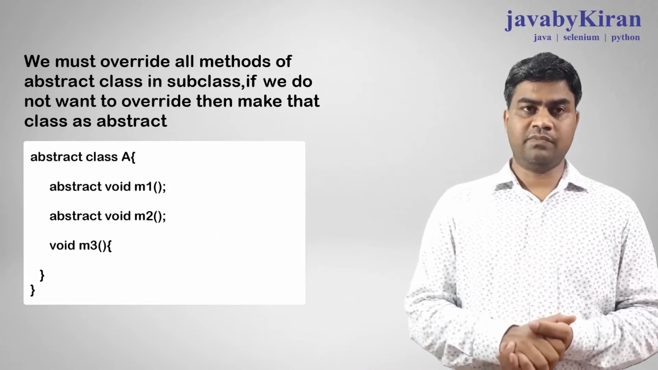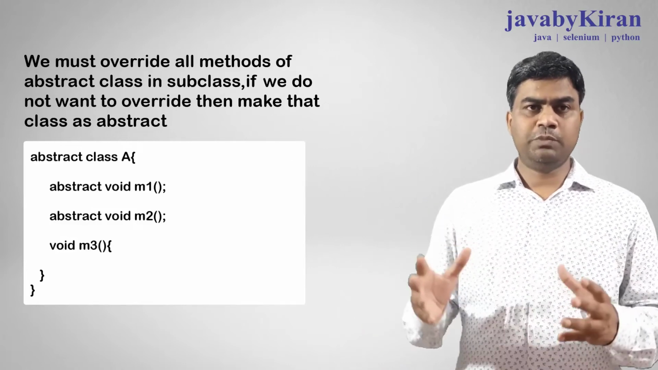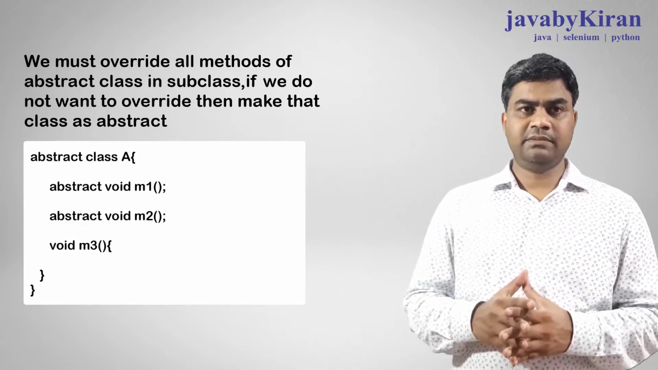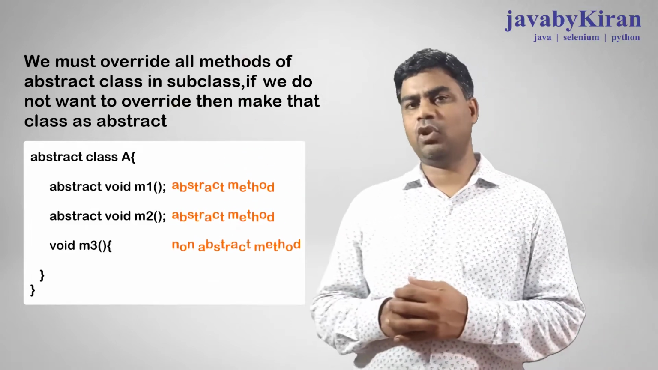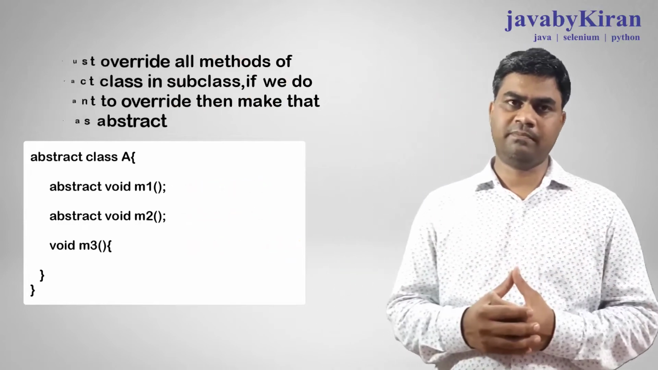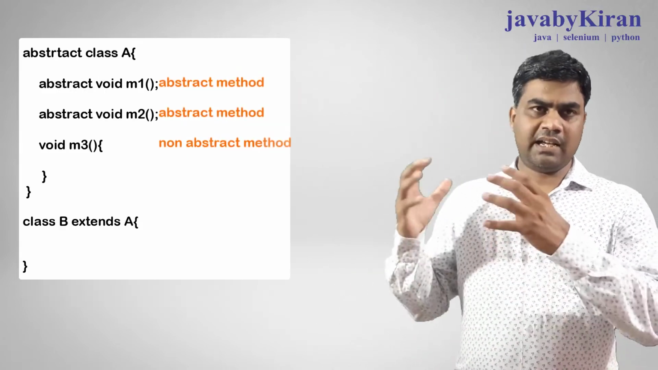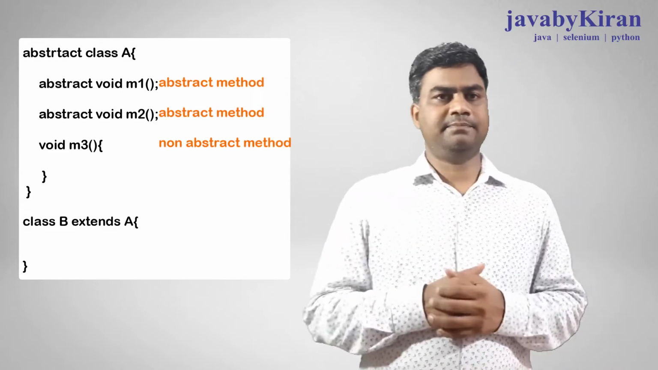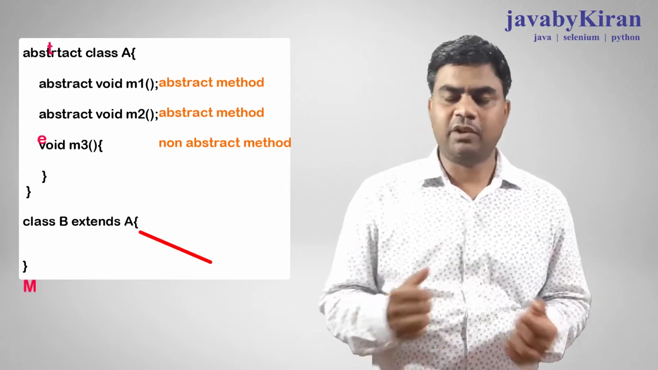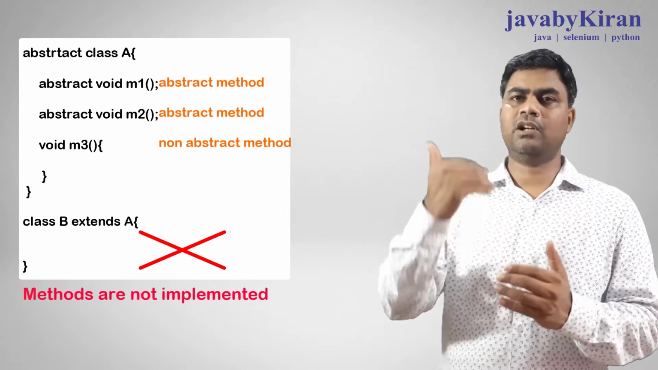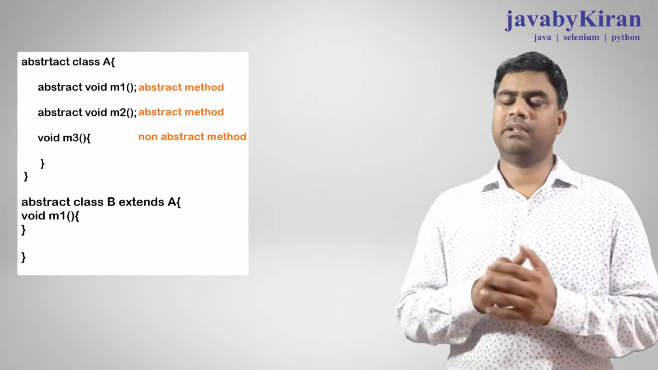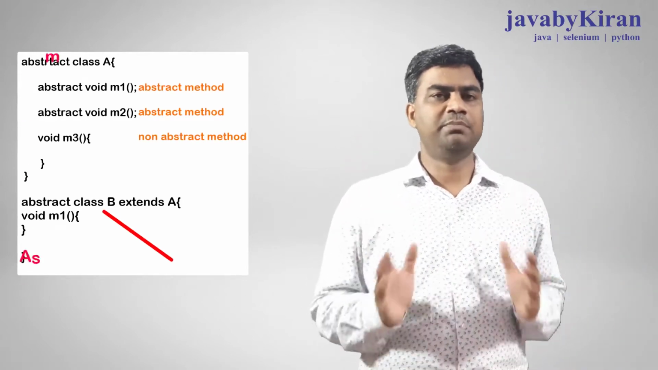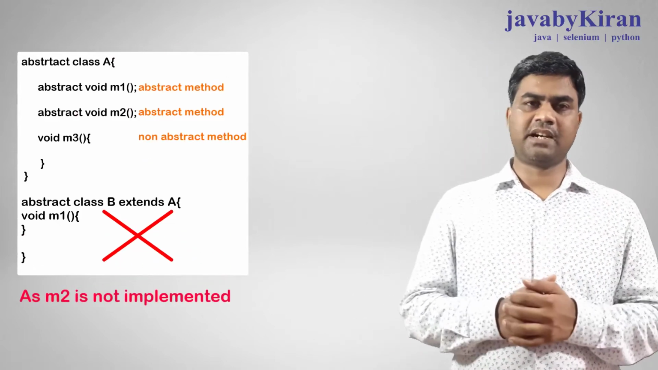See here what I show. I have an abstract class with three methods, M1, M2 and M3. M1 and M2, these two methods are abstract, whereas M3 is a non-abstract, concrete method with body. What I did later, I created class B which extends class A. It gives an error. Why? Because none of the abstract methods are implemented here. Then what I did, class B extends class A. I overrode only one method. Again it's an error. You have to implement all methods or make this class abstract.